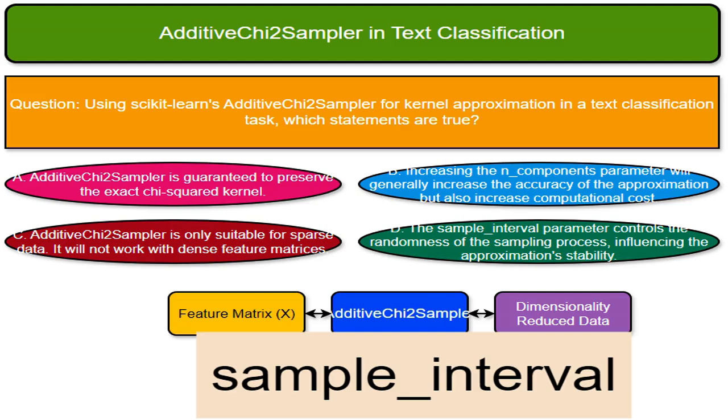This parameter controls how often AdditiveChi2Sampler selects features. Imagine you're sampling from a giant bag of words. A small sample_interval means you're grabbing words frequently from the bag, and maybe you get a more representative picture of the full bag. A large sample_interval would mean that you pick fewer words, and maybe you get a less stable picture. It influences the randomness of the sampling, ultimately affecting the accuracy and stability of the approximation. It's like deciding how many times you dip your hand into the bag to collect words for the approximation.